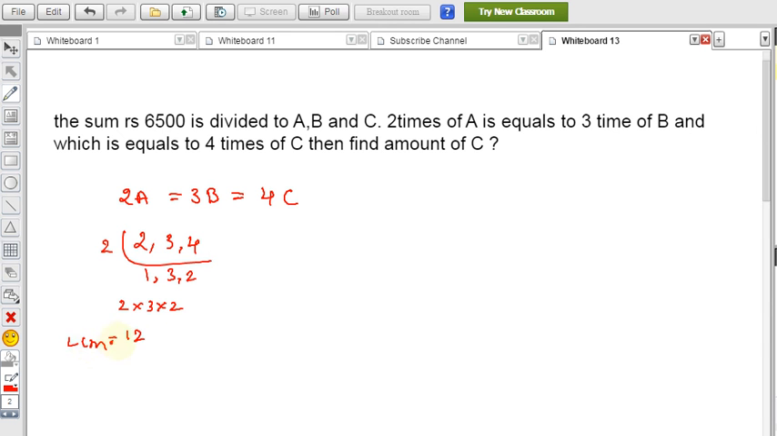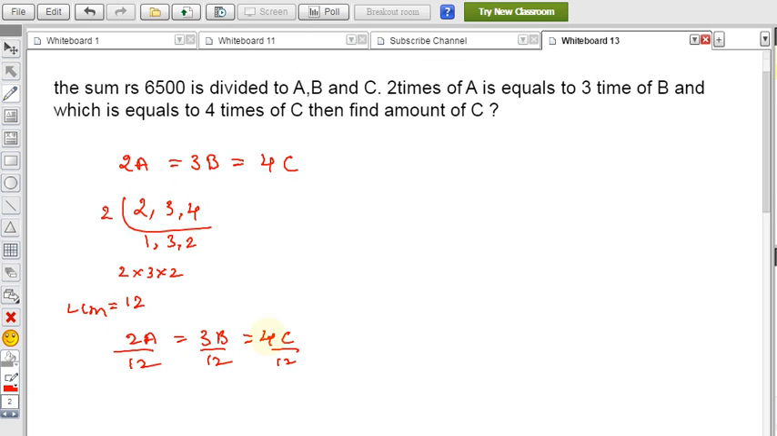With this LCM we have to divide each. 2A is equal to 3B is equal to 4C, divided by 12. And by 12 and by 2, that is A by 6, B by 4 is equal to C by 3 after cancellation. 4 ones are 4, 3 fours are 12, 2 sixes are 12. A by 6 is equal to B by 4 is equal to C by 3.